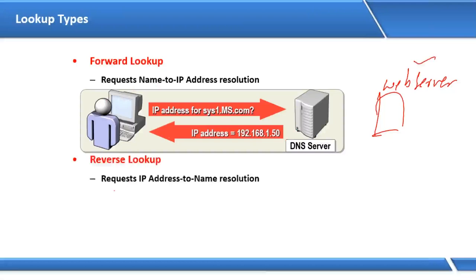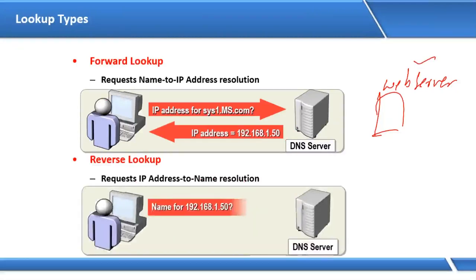Now what is reverse lookup? Reverse lookup is resolving the IP address to host name, right? So now the client requests the DNS server: sir, please take this IP 192.168.1.50 and tell me on this IP how many websites are registered and what are the names of those websites. The DNS server says, sir, on this IP only one website is registered, that is system1.ms.com. So this is called reverse lookup. Forward lookup resolves the name to IP and reverse lookup resolves the IP address to name.